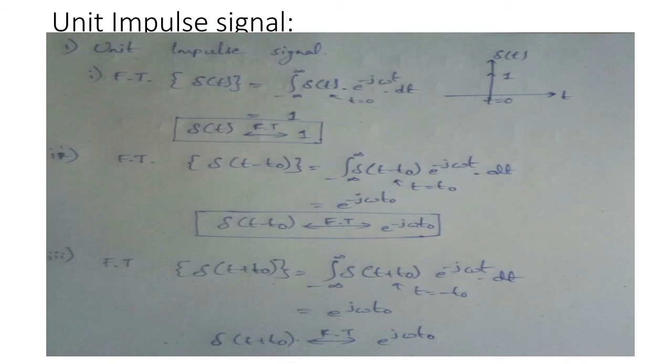And the Fourier transform of del of t plus t naught: the integral from minus infinity to infinity of del of t plus t naught into e to the power of minus j omega t into dt, where t is equal to minus t naught, gives e to the power of j omega t naught. It means the Fourier transform of del of t plus t naught gives e to the power of j omega t naught.